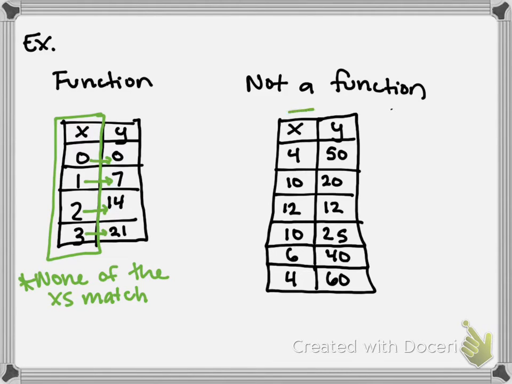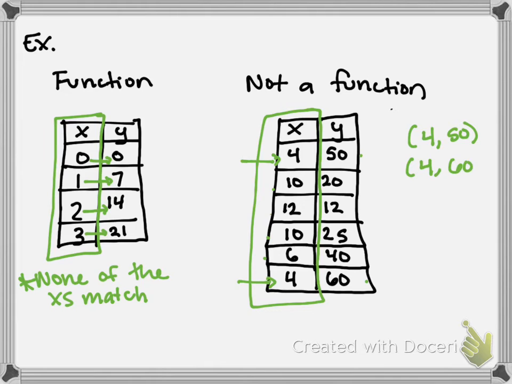All right, let's look at this table on the right here and see why this is not a function. Do we have any x's that match? Let's see, I have 4, 10, 12, 10, 6, 4. All right, so my 4's match. Let's start with those. If x is 4, y is 50. That's what this top row is saying. If x is 4, y is also 60.